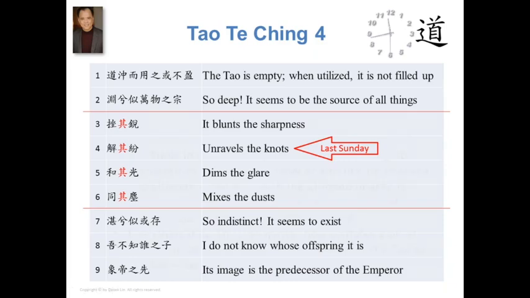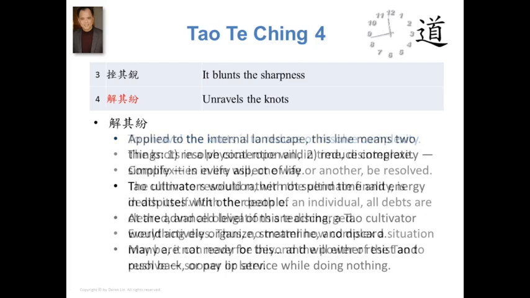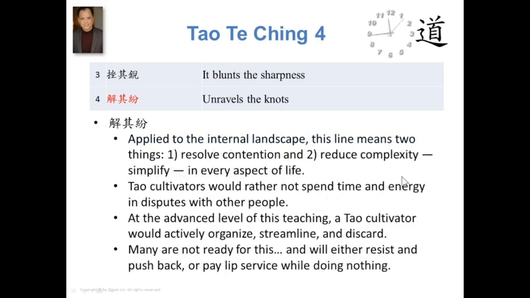So for all the slides that we visited last time, I'll just present them shortly without the advancing of the bullet points one by one. So to unravel the knots is to reduce or resolve complexity. It applies to contention because when you have contention in your life, boy, does that ever make life complicated. And this is what we talked about last time. To resolve contention, number 2, reduce complexity, to simplify in every aspect of life.